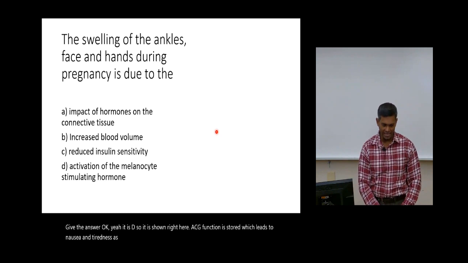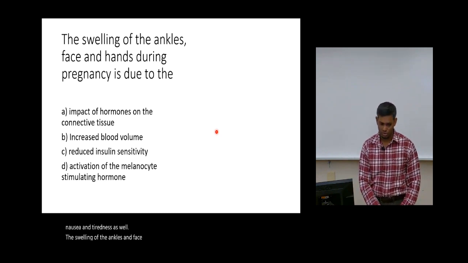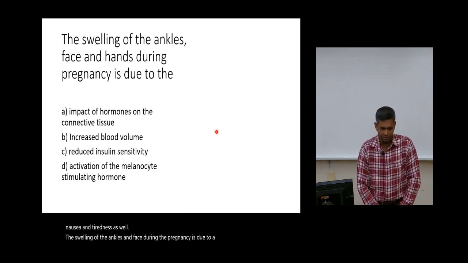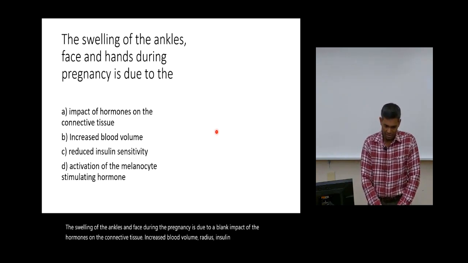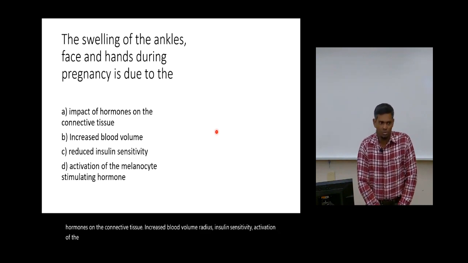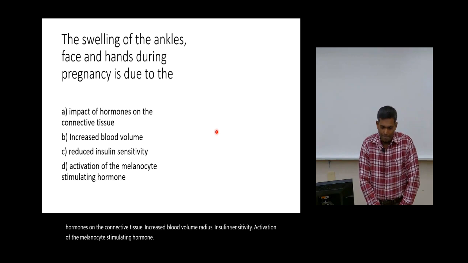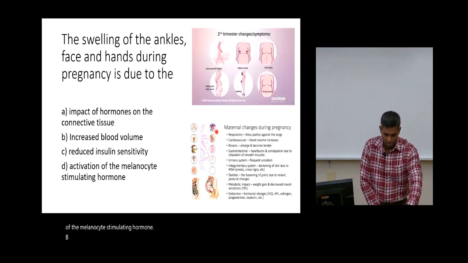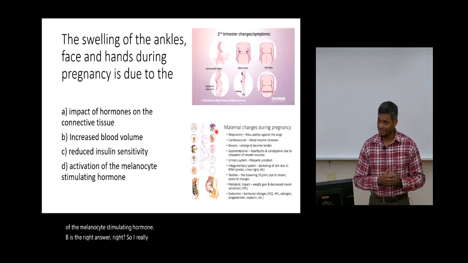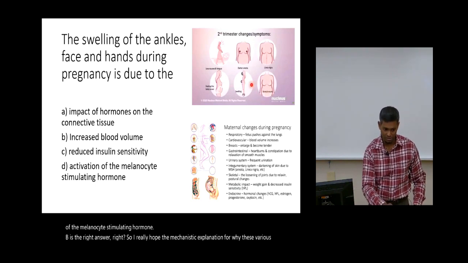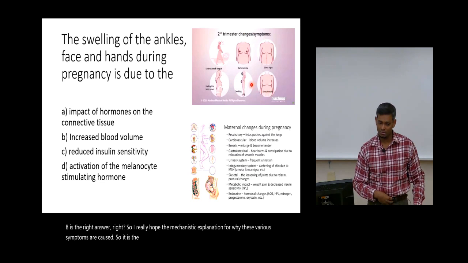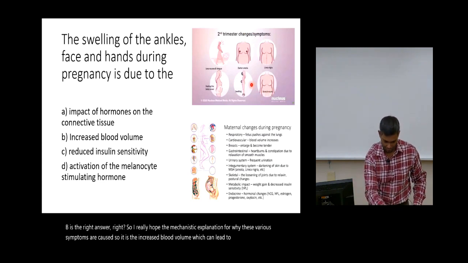The swelling of the ankles and face during the pregnancy is due to blank. Impact of the hormones on the connective tissue, increased blood volume, reduced insulin sensitivity, activation of the melanocyte stimulating hormone. B is the right answer, right? So I really hope you know the mechanistic explanation for why these various symptoms are caused. So it is the increased blood volume which can lead to swelling of the hands and feet.